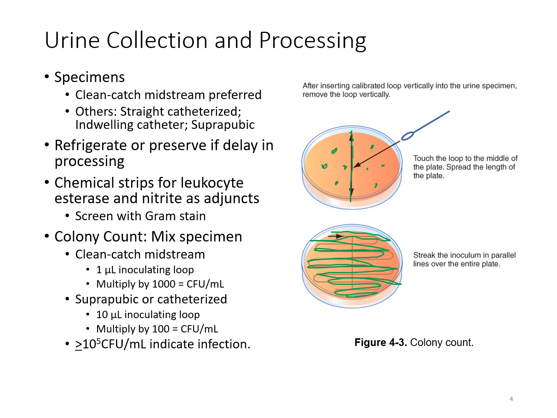With our clean catch midstream urines, we use our 1 microliter inoculating loop, and then when we do our colony count, we will multiply that count by 1,000. If it is one of the suprapubic or the catheterized urines, then you would use the 10 microliter loop, so it's going to be a little bit bigger, and you're going to multiply your count by 100.